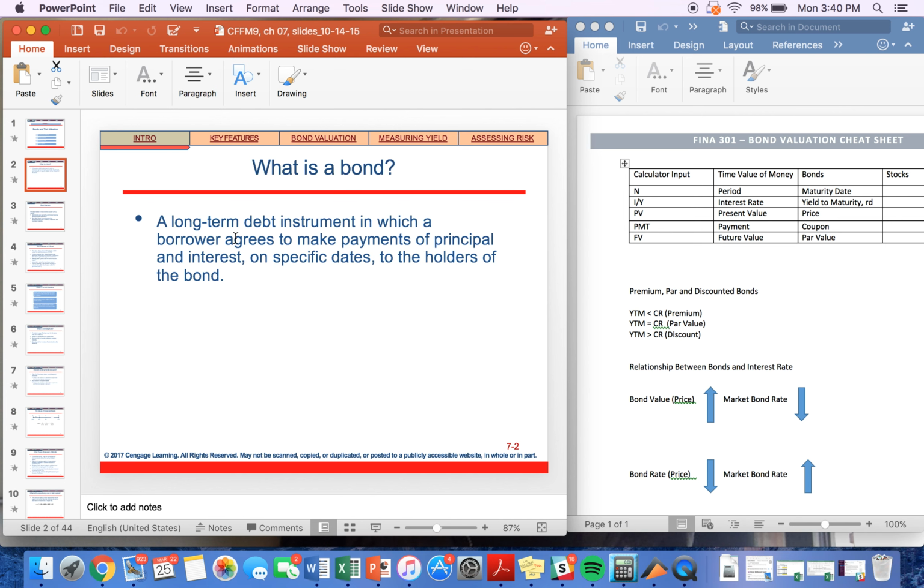Your book defines a bond as a long-term debt instrument in which a borrower agrees to make payments of principal and interest on specific dates to the holders of the bond. So remember the Apple and you example that I just gave you. I was making you payments as Apple, which is that coupon, which is technically interest on specific dates, so every year for 10 years to the holder of the bond, and that's you. You are the investor in that situation.